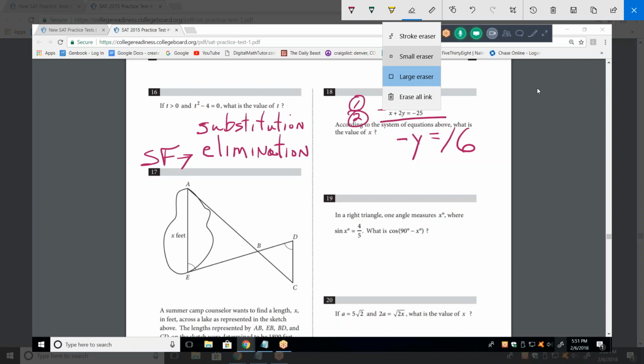Wait, sorry, what? We have to solve for y. We solved for minus y. Oh.